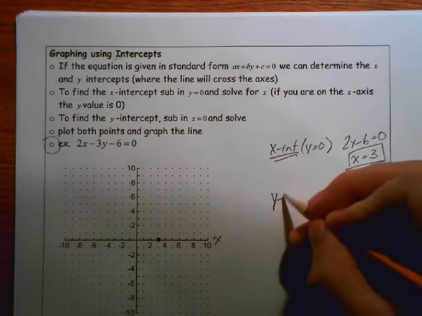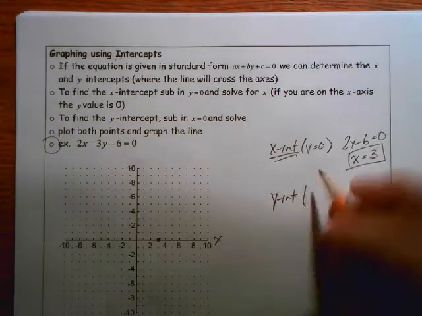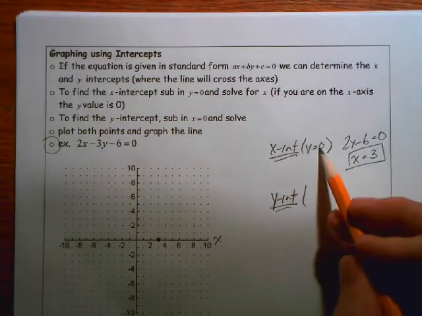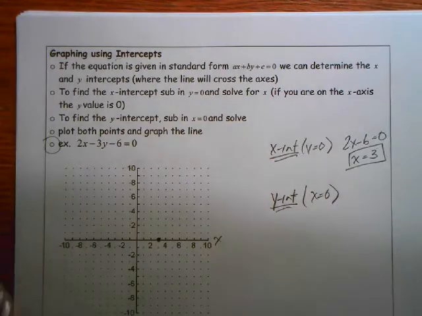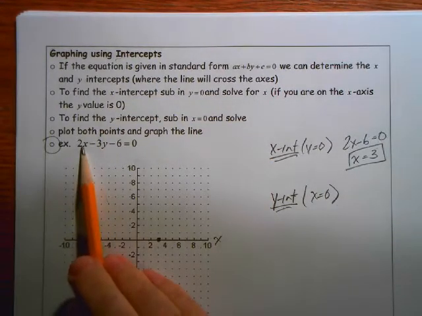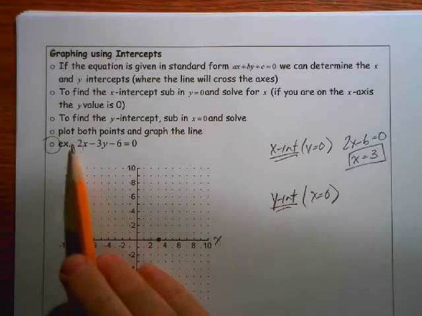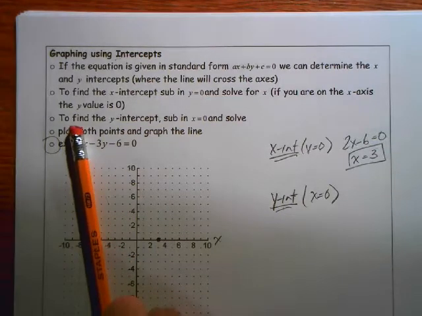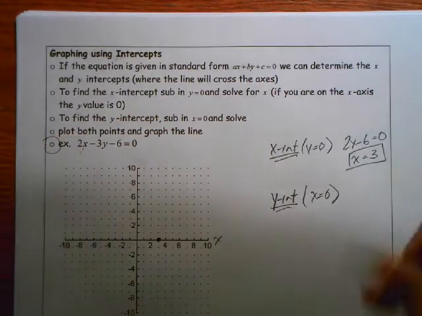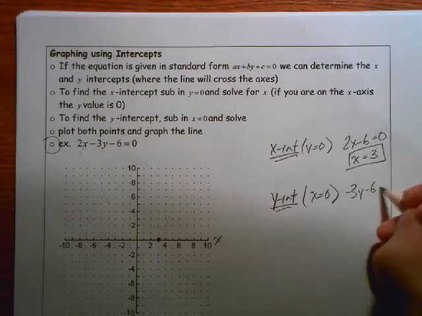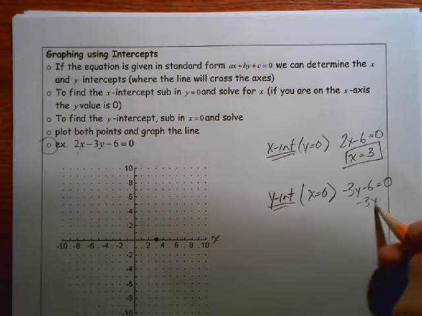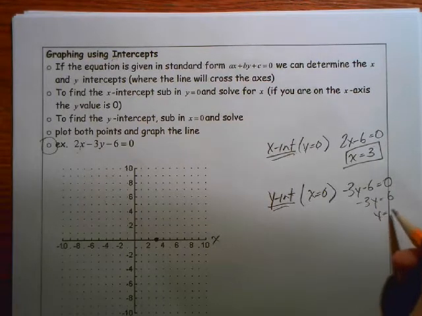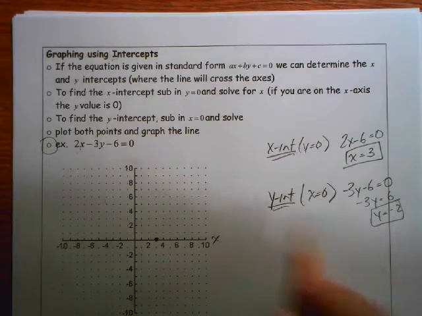To get the y-intercept, it's the opposite. To get the x-intercept, we let y equal 0. To get the y-intercept, we let x equal 0. So how does that affect our equation? If x is 0, this whole term's gone. The 2x is gone, so all we have left is -3y minus 6 equals 0. You notice we got rid of the x. So that's -3y equals 6, so y equals -2. That's the y-intercept.